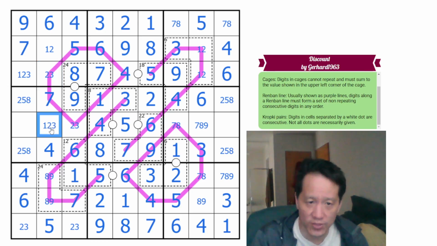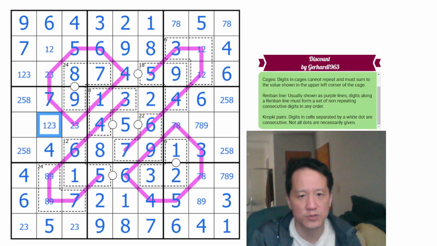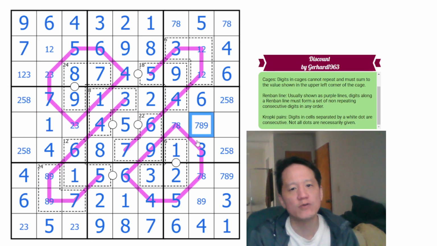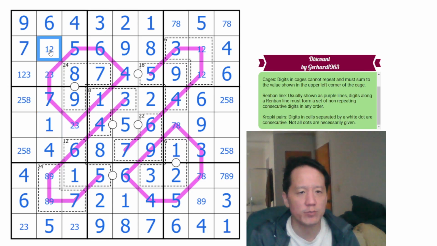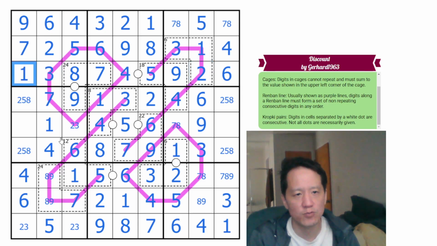So 2 and 3 are not possible in this cell. So this must be a 1, which has the equivalent to 9 here. This 1 means this has to be 2, which makes this 1, which makes this 2, which makes that 3. That has to be 1, therefore.